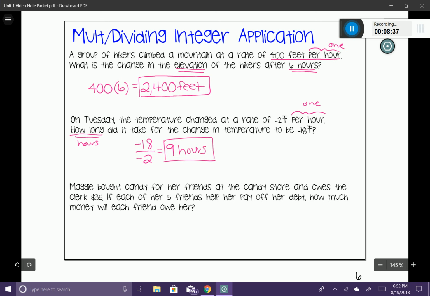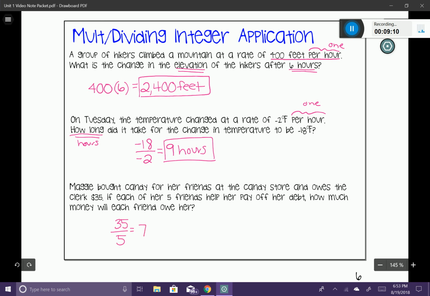And the last one. Maggie bought candy for her friends at the candy store, and she owes the clerk $35. If each of her 5 friends help her pay off her debt, how much money will each friend owe her? All right, so Maggie goes to the candy store and she spends $35, but she has 5 friends that are going to help her pay for it. So we're going to divide 35 by her 5 friends. That's going to leave us with 7.